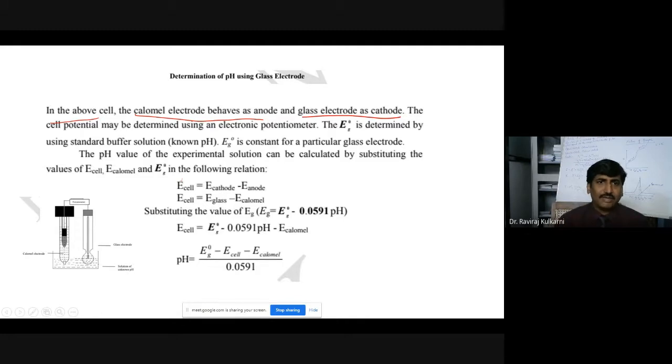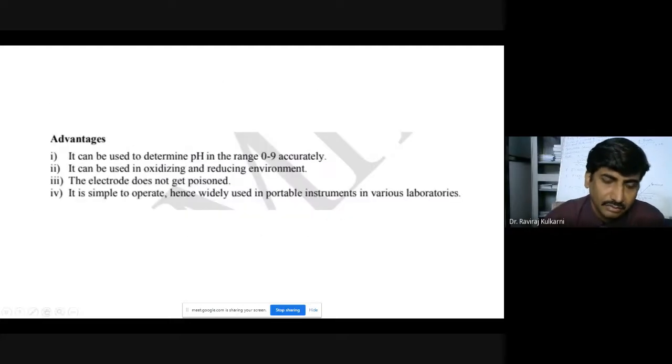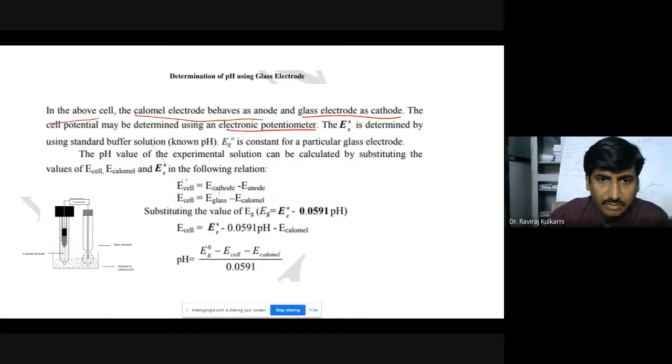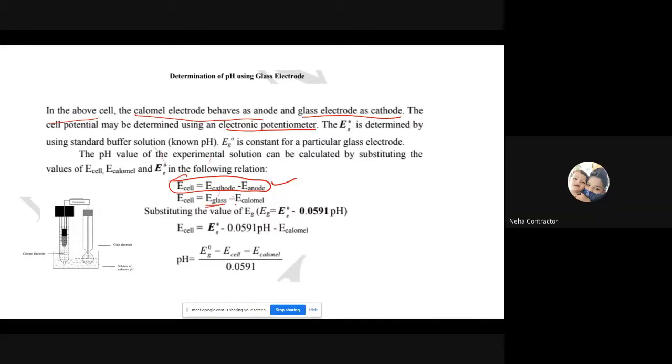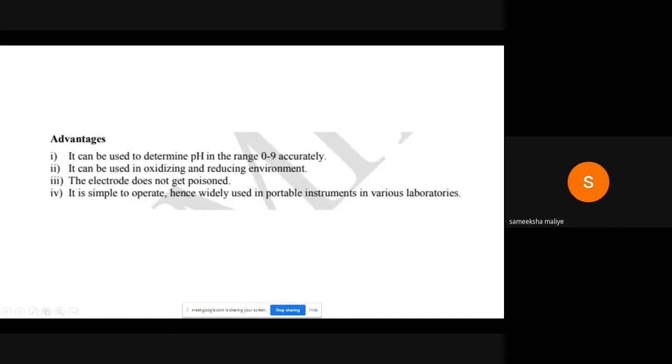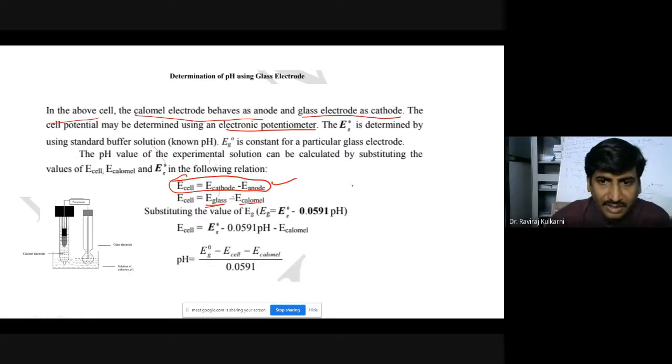The cell potential may be determined using an electronic potentiometer. Now, E cell is what? E cathode minus E anode, right? What is cathode? Glass electrode potential. What is anode? Calomel electrode. So substitute the value of the glass electrode here. What have we derived earlier? You don't have to derive.